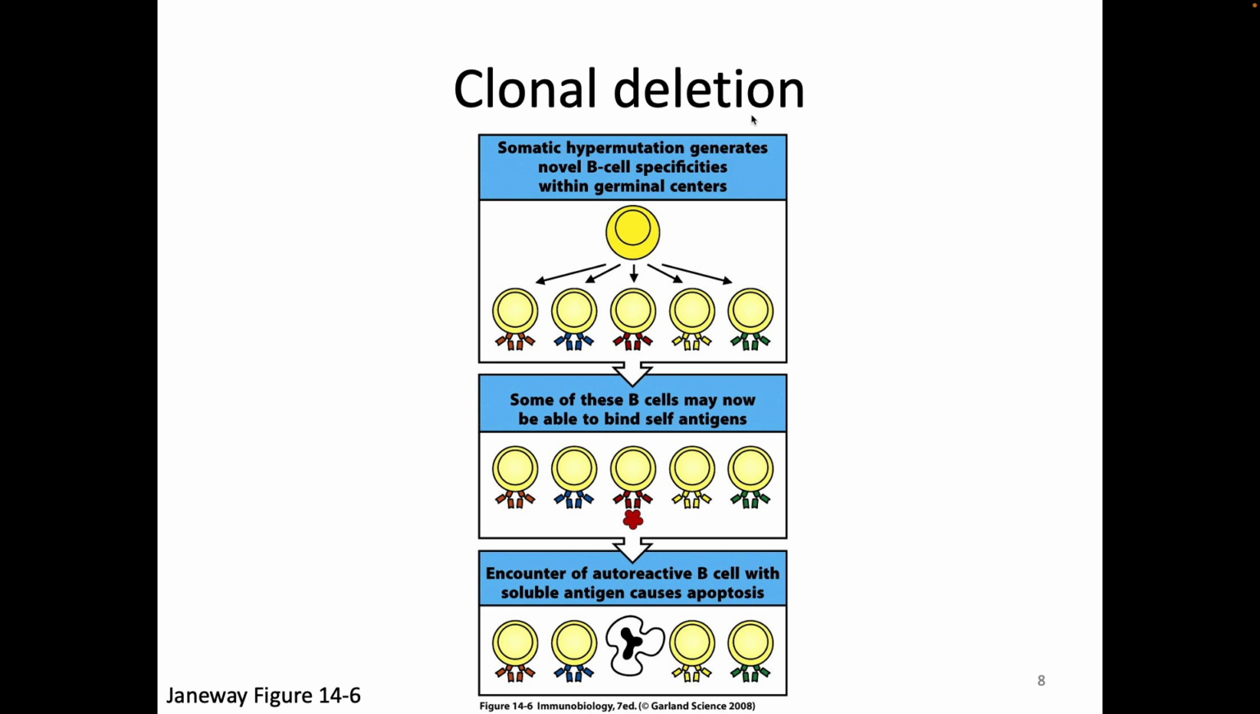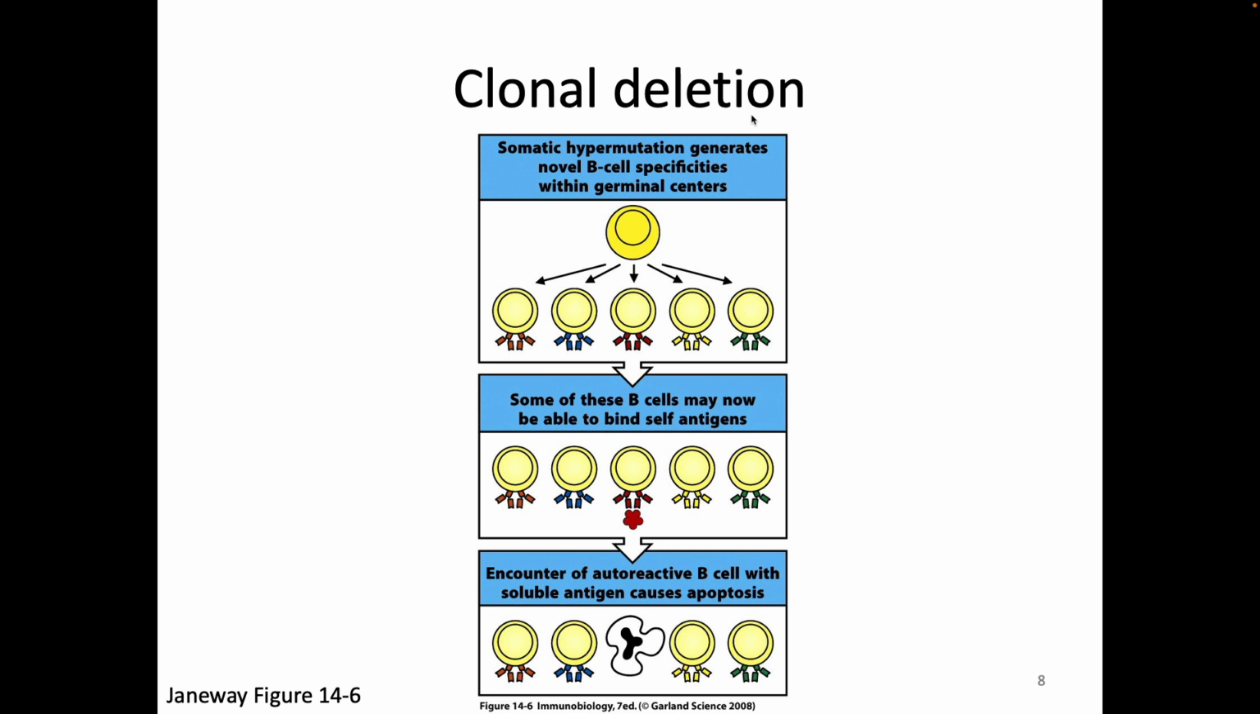So this may be kind of a long-term detail of exhaustion. In any case, deletion is one of our six mechanisms of peripheral tolerance.